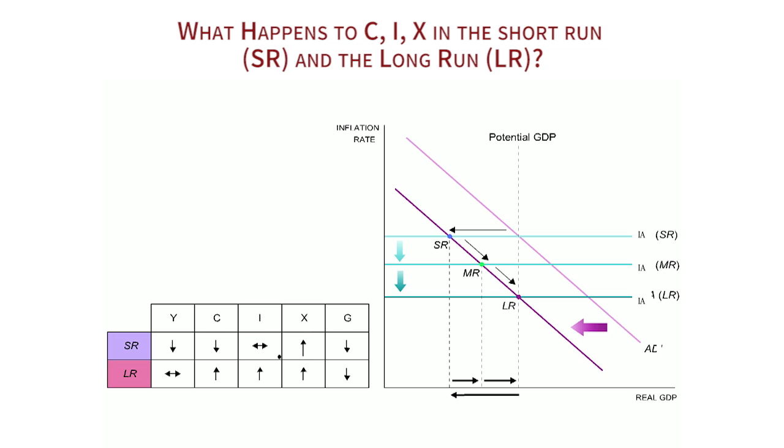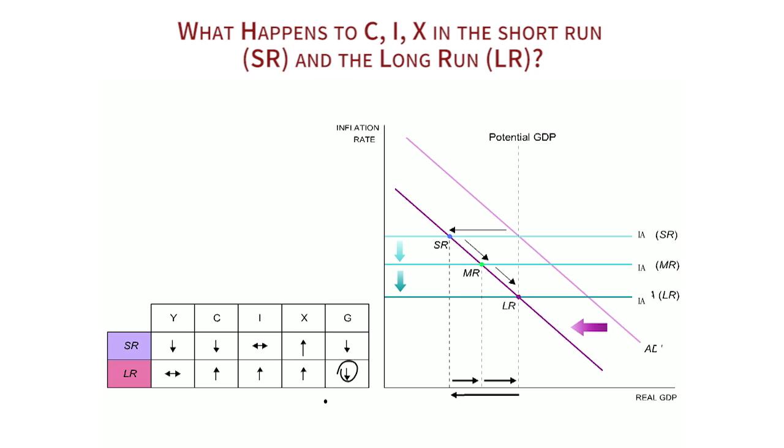But then the long run is shown in the second row. In the long run, you still have that decline in government purchases. It's been a permanent decline. That hasn't changed. But now you've got Y, GDP, unchanged. It's back to where it was at the beginning. Real GDP is equal to potential GDP, where it was at the beginning. So that's unchanged compared to potential GDP. So it's flat, no up or down.